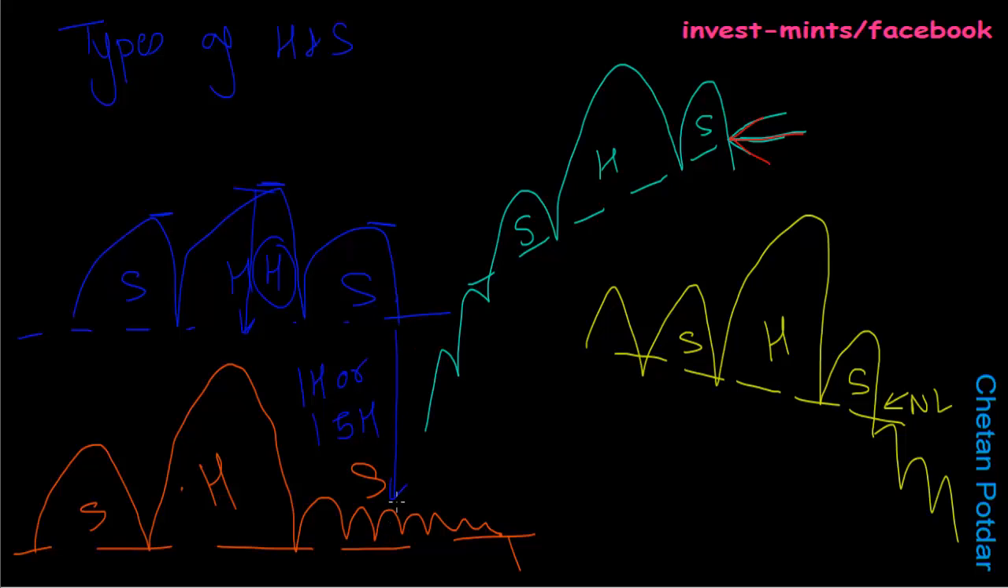Which means if you are trading head and shoulders, you need to know that it will turn around. Anything after 1 H is where you have to be cautious. So as it breaks down, it will go down by 1 to 1.5 H, okay.